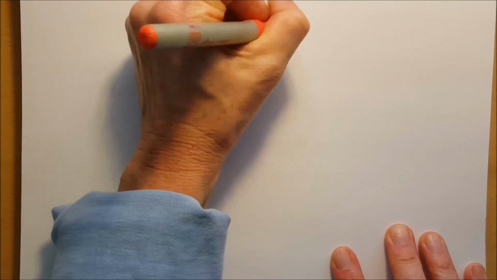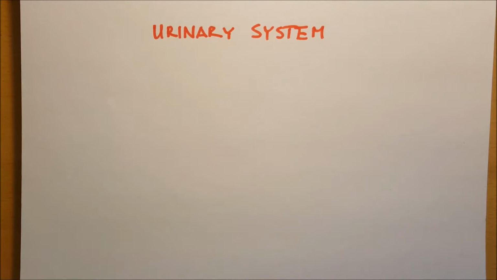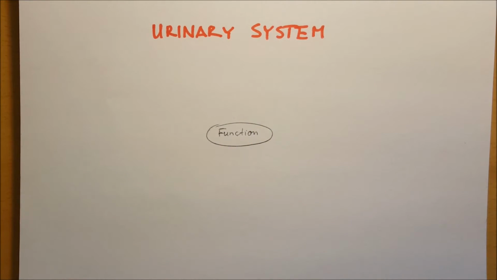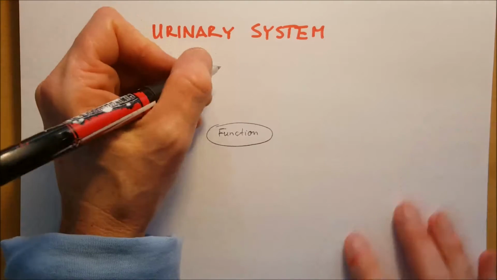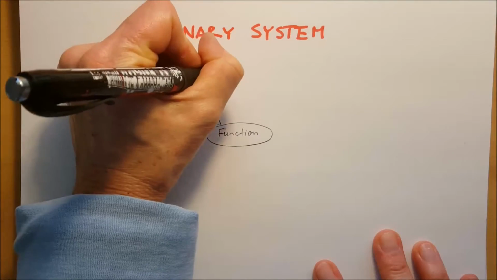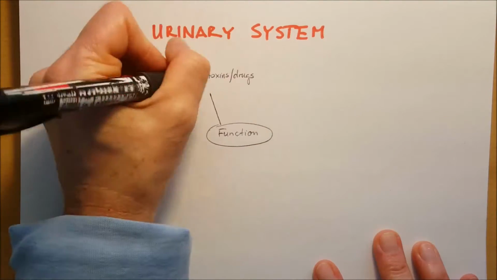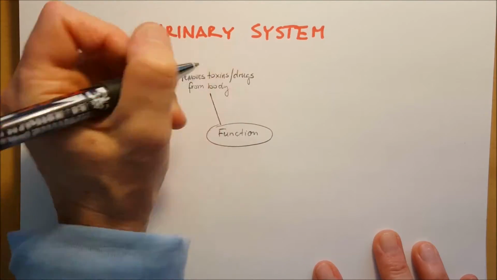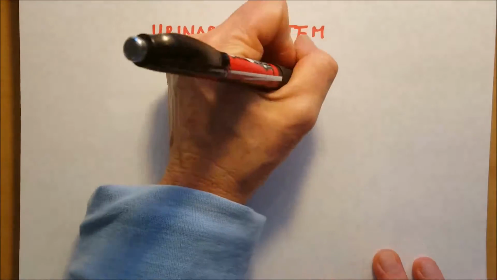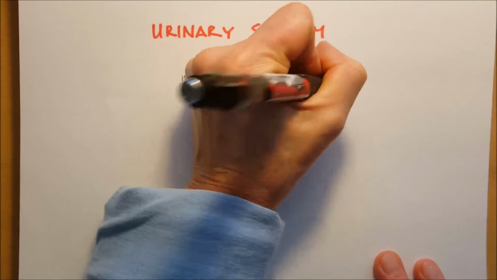Urinary system. Let's start with the function, as always. What is the function or functions of the urinary system? Let's start with removing toxins and drugs from the blood, from the body, like antibiotics, for example, for the drugs. Also, it excretes, gets rid of the nitrogenous waste from the body.